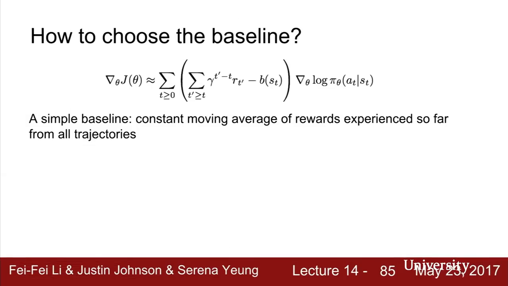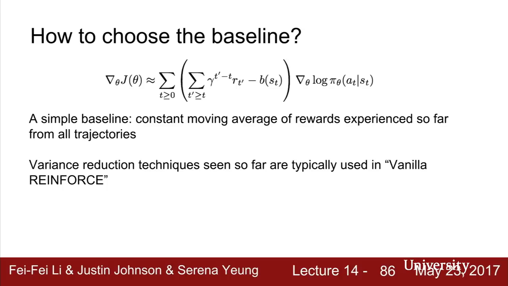And so how can we choose this baseline? Well, one of the most simple baselines you can use is just taking a moving average of rewards that you've experienced so far. You can even do this over all trajectories, and this is just an average of what rewards I have been seeing as I've been training and as I've been playing these episodes, right? And so this gives some idea of whether the reward that I currently get was relatively better or worse.